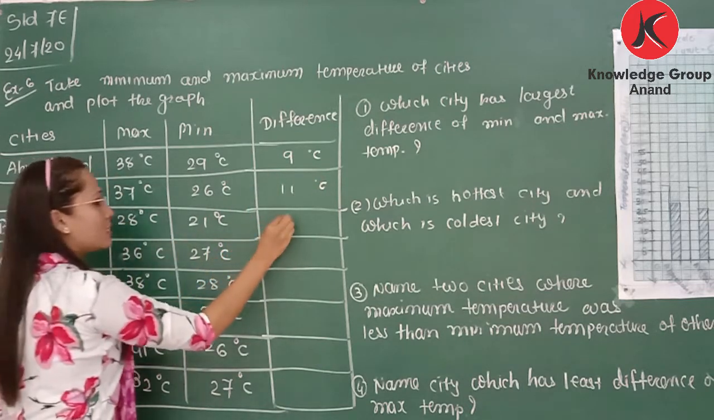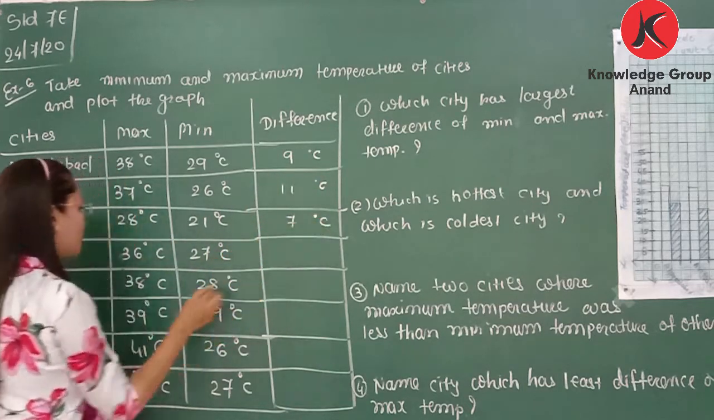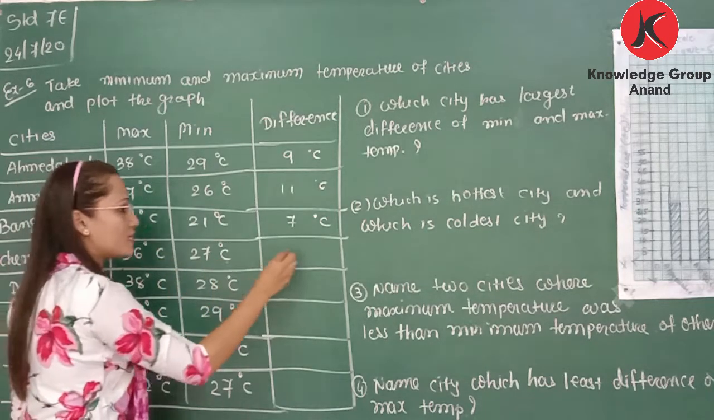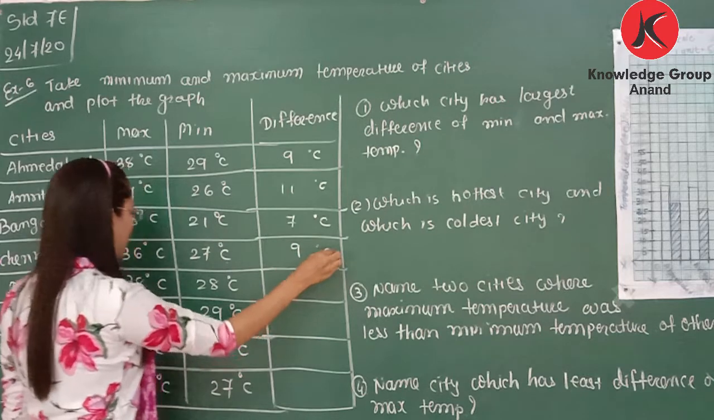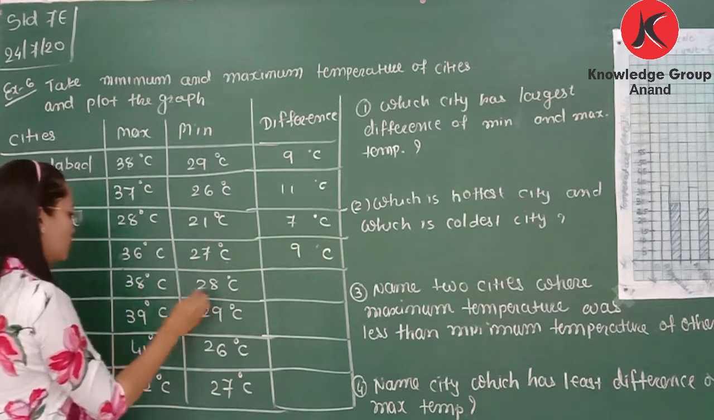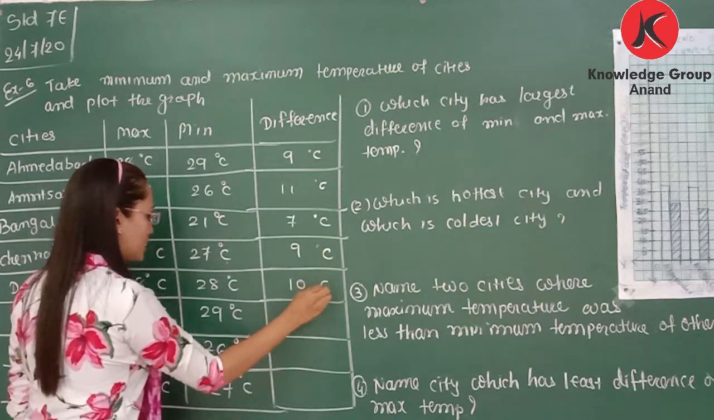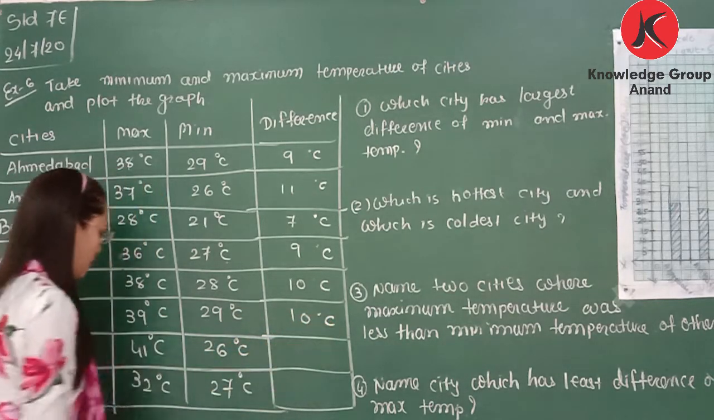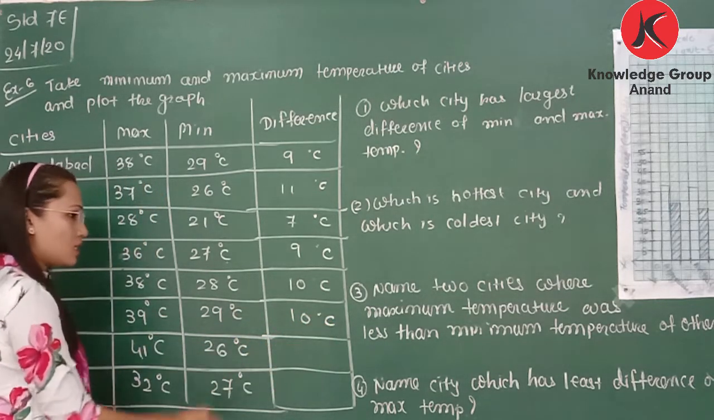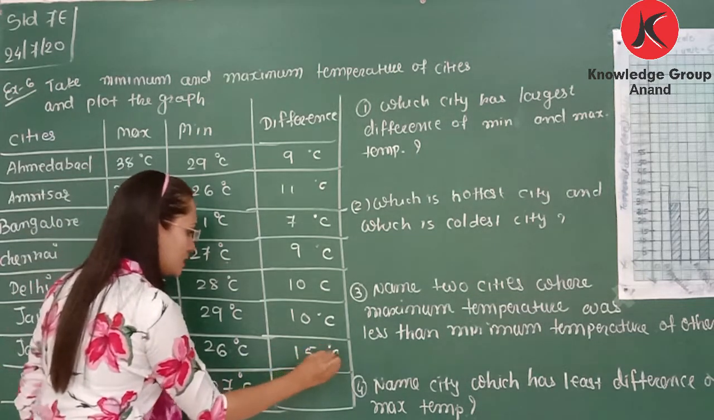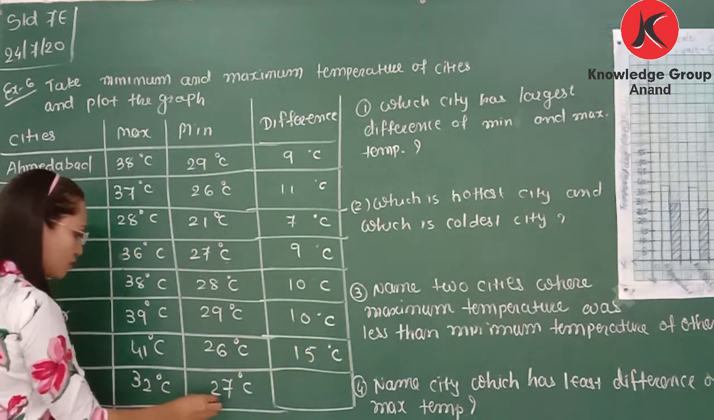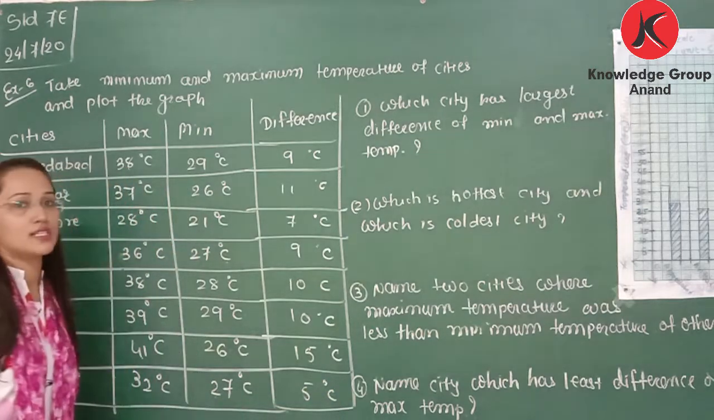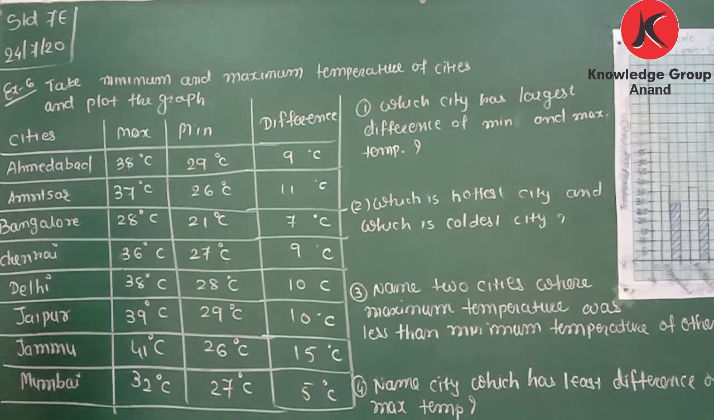Bangalore, that is 7 degrees Celsius difference. For 36 degrees Celsius and 27 degrees Celsius it is 9. Now 38 minus 28, 10 degrees Celsius. 39 minus 29, 10 degrees Celsius. 41 and 26 will give 15 degrees Celsius. And 32 minus 27 will give 5 degrees Celsius. So this is the difference in degrees Celsius of cities.